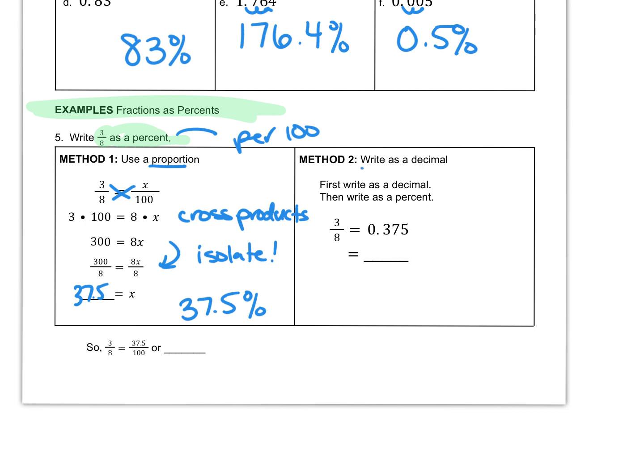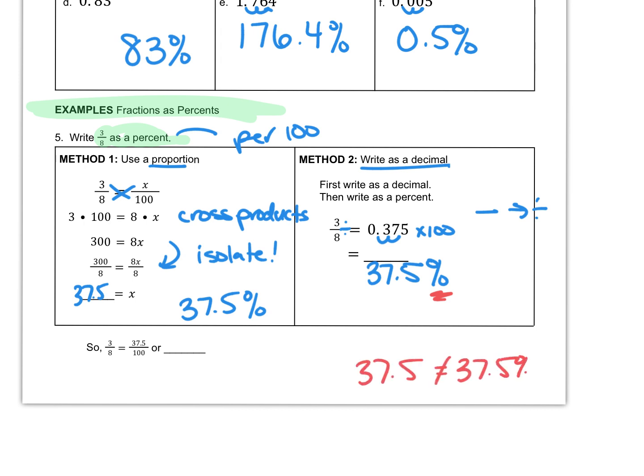Better option for me is writing as a decimal, which really means I'm just going to divide because the fraction symbol is a division symbol. And then we write as a percent. We remember from the last part as multiplying by 100 or moving our decimal 2 to the right, again for 37.5%. This does matter. Make sure you know that 37.5 is not the same as 37.5%. That makes a big difference. So there we are.